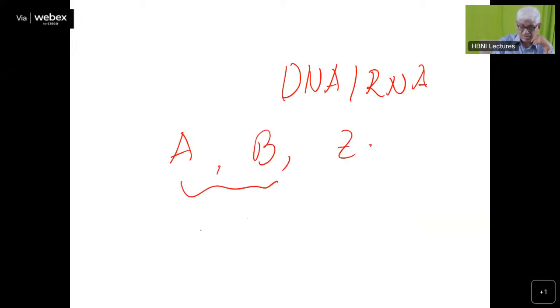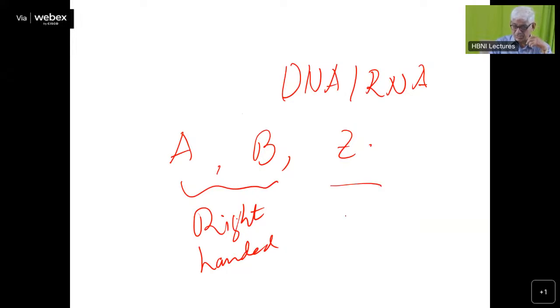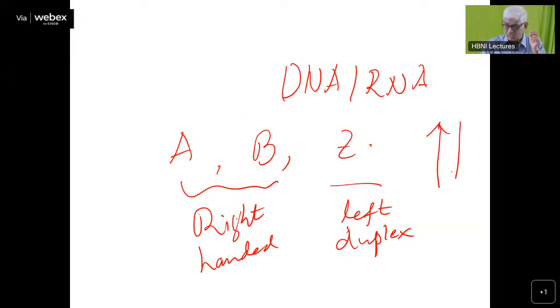These two are right-handed helices, duplexes. And this one is a left-handed duplex, a left-handed helix. And all three have antiparallel strands. In every case, the two strands run in antiparallel fashion. In the case of A and B, there is a mononucleotide repeat. And here it is a dinucleotide repeat.